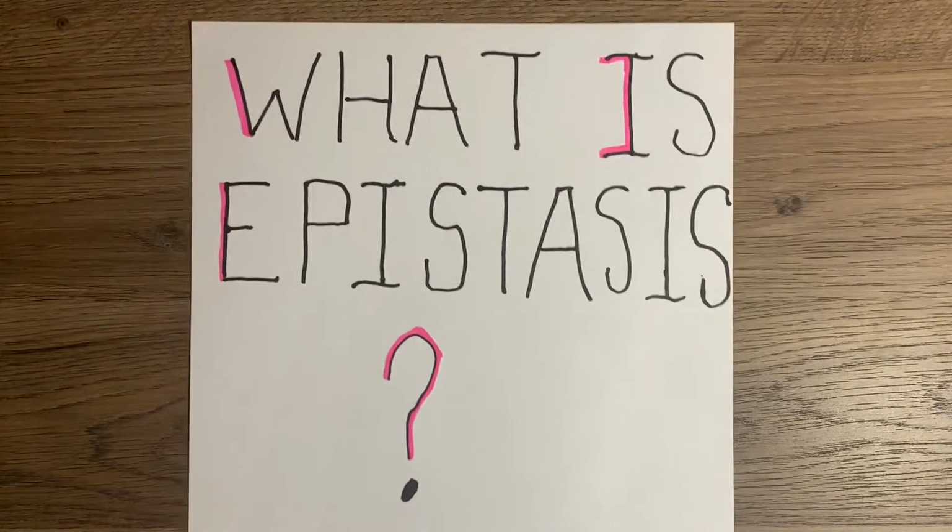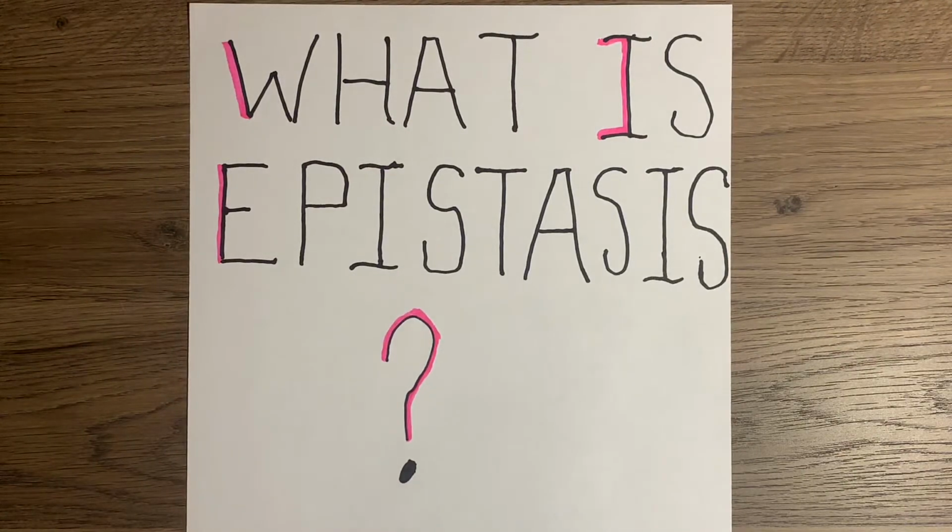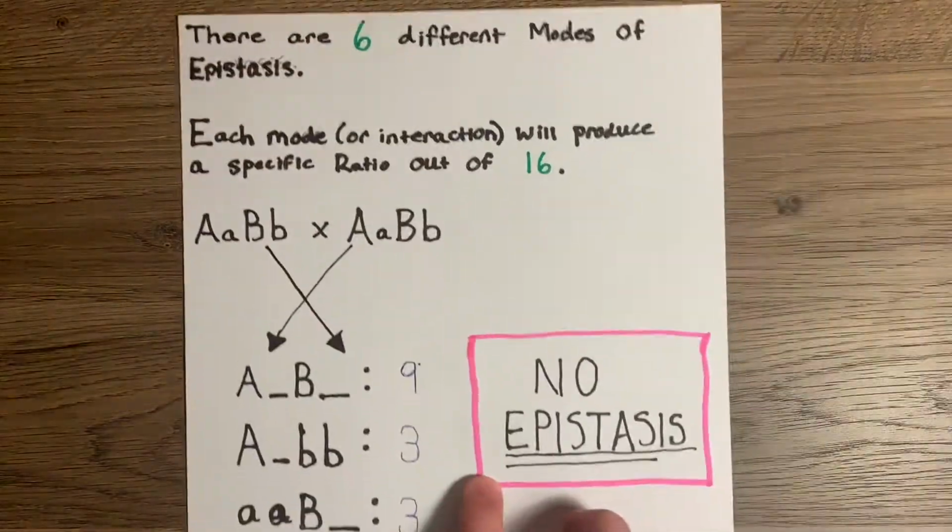So what is epistasis? In basic terms, it is the interaction of genes. So how one gene is affected by the expression of another, or another way to think about it is that different genotypes have the possibility of producing the same phenotype. Okay, so let's get a little background before we jump into some examples.